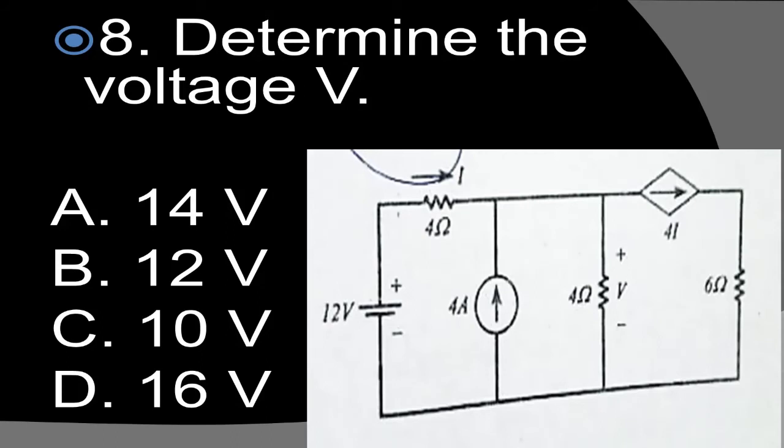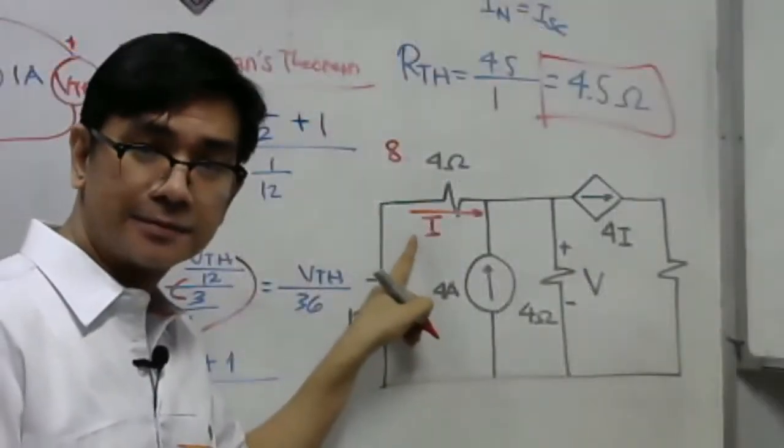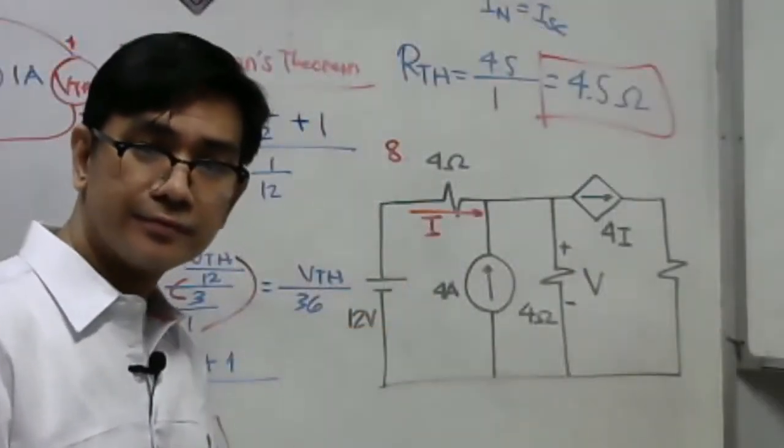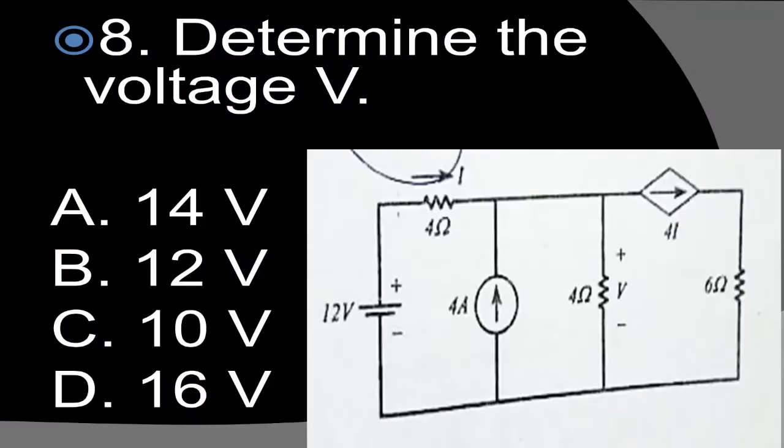So, meaning our 4I here, the I here is this current. It depends on the value of this current here. Then, what about the rightmost resistor? What's the value? 6 ohms.